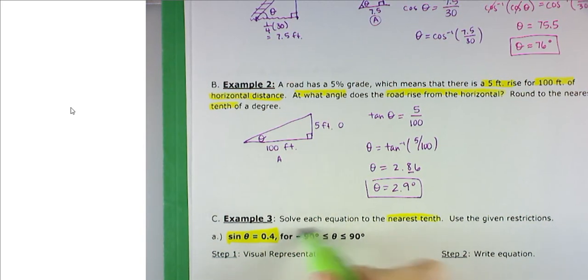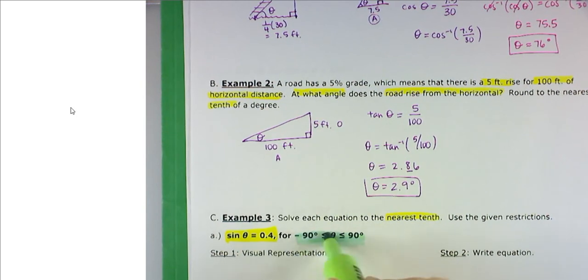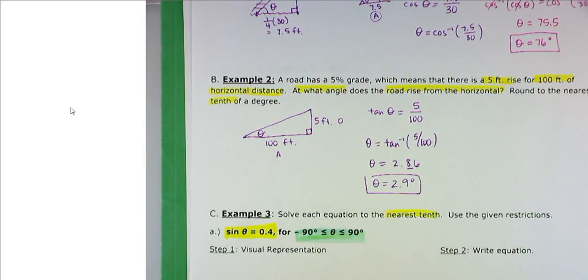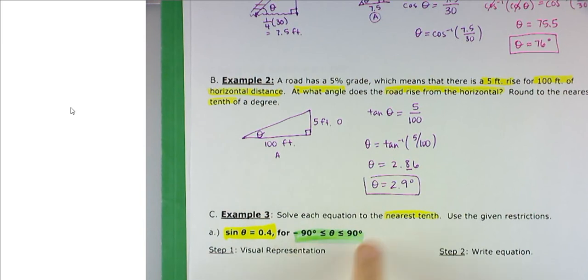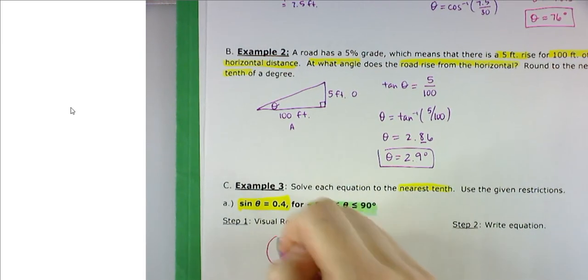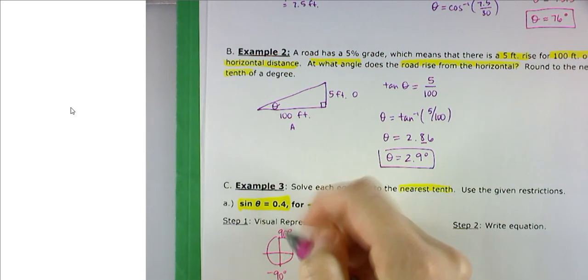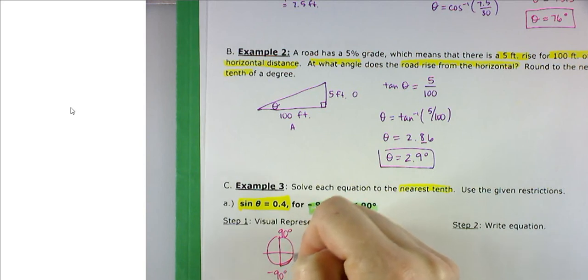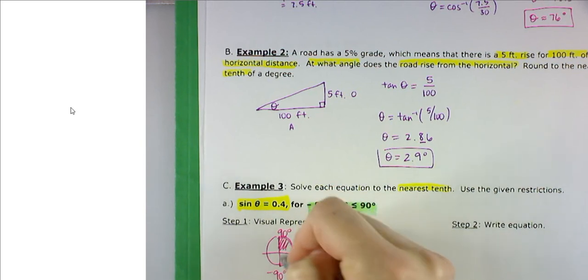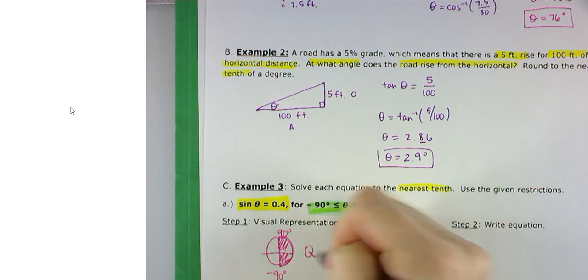All right, so I like to draw a visual representation first. If it's between negative 90 and 90, then that means I start at negative 90 and go to 90. That's going to be what quadrants? Quadrants 1 and 4. So this is actually the same as the restrictions of the inverse sine function.